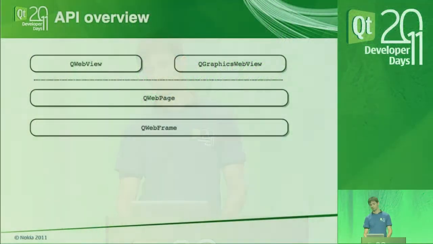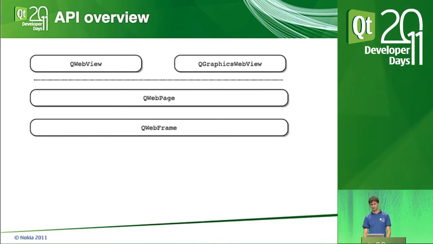So I've been using this API, but you might have wondered, what is this? What is that? I'm going to talk a bit about it again, so it makes it clearer. So we have two views, the web view and the graphics web view. Those are the on-screen classes, sort of. So the Qt web view is a widget, and the Qt graphics web view is meant to be used in graphics view. So it's a graphics item.